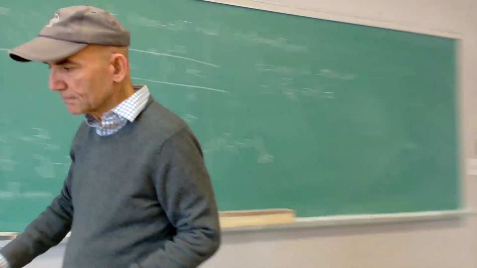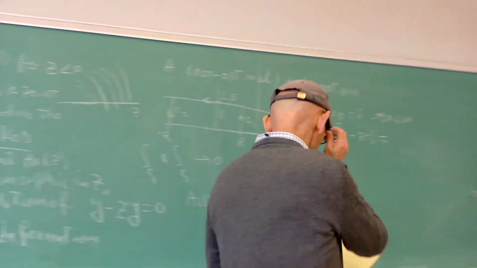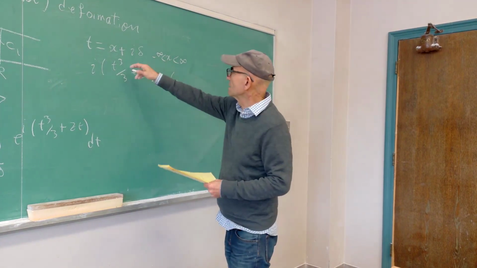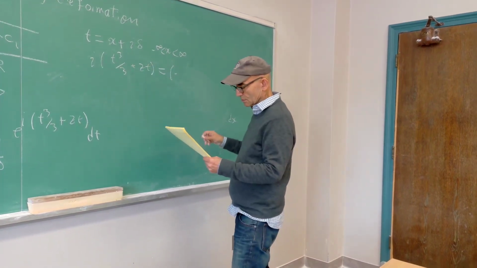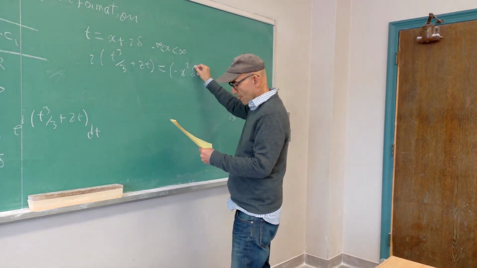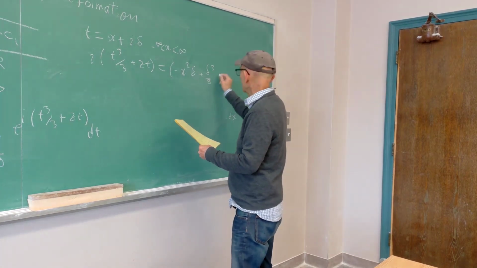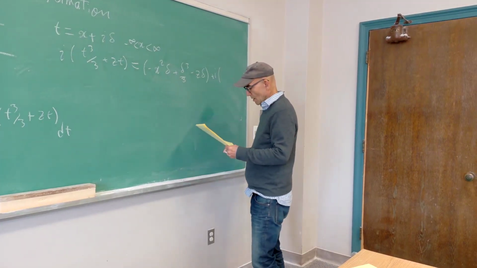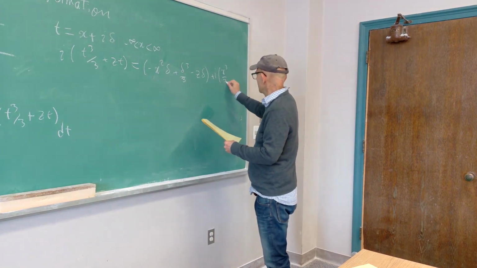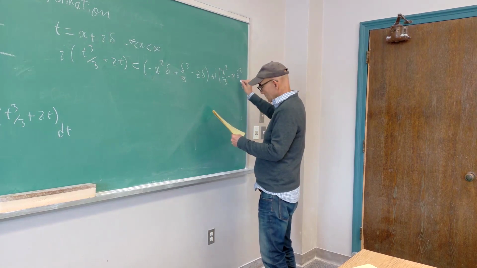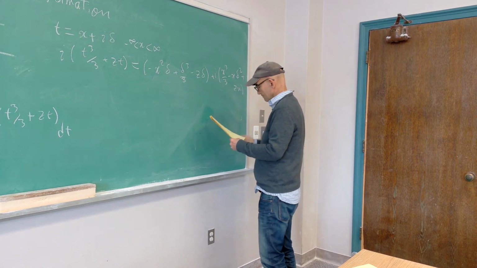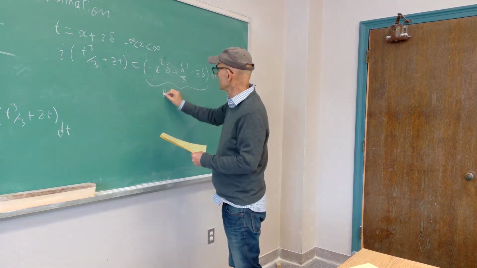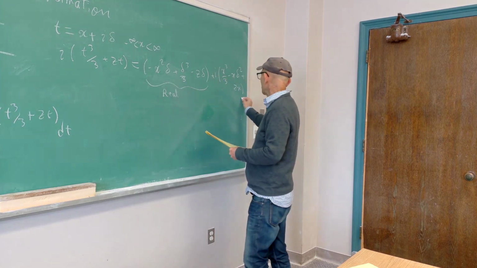I did the calculation. This is actually equal to, it comes out to be, negative x squared delta plus delta cubed over 3 minus z delta, plus I times (x cubed over 3 minus x delta squared plus zx). So this is the real part, and this is the imaginary part, obviously.